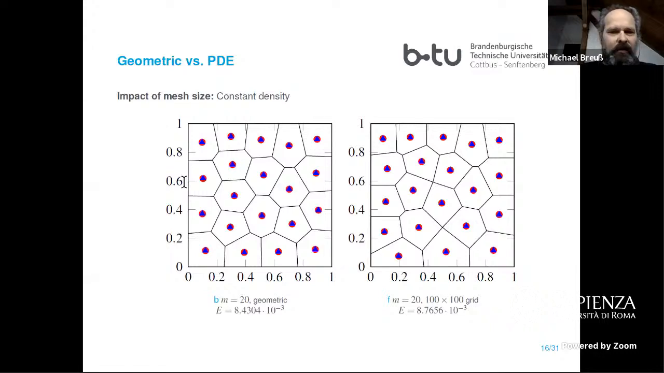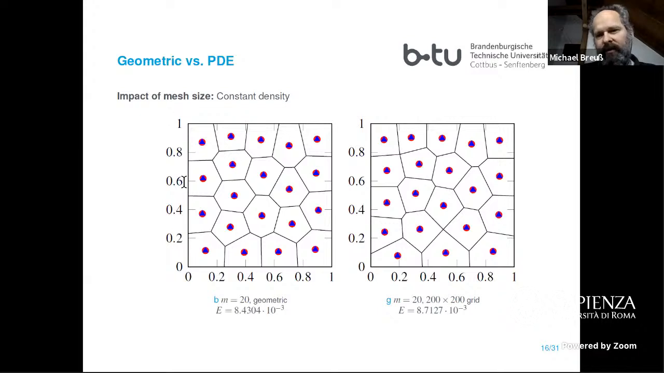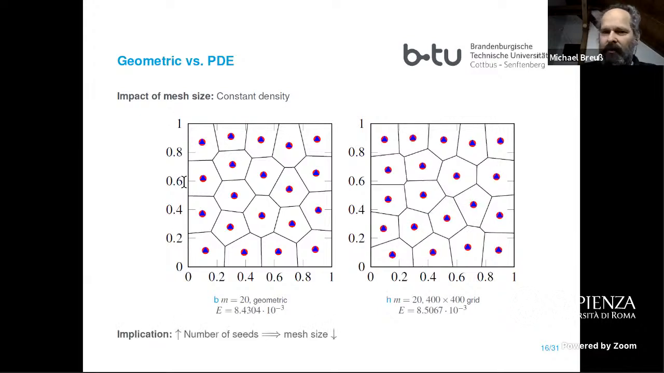Okay, so now we go over to the higher number of seed points and have the same grid resolutions. Let's have a look on the right: 100 times 100, 200 times 200, 400 times 400. And still you see, when you look carefully, that the result on the right-hand side is still far away, more or less, from what is considered to be the ground truth.